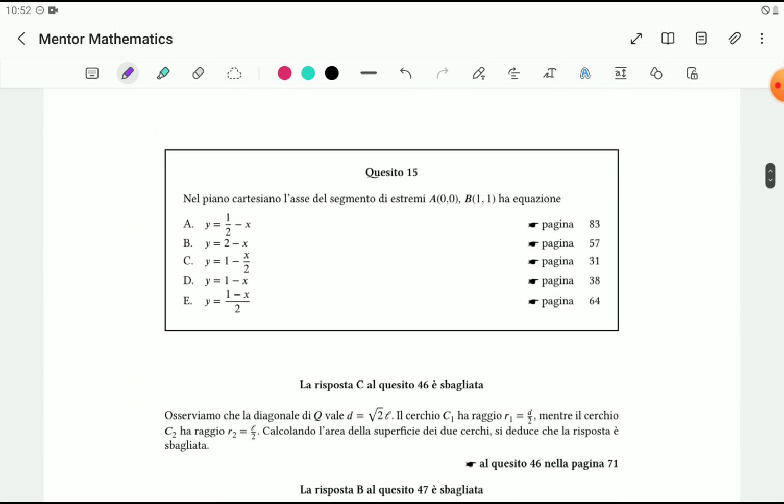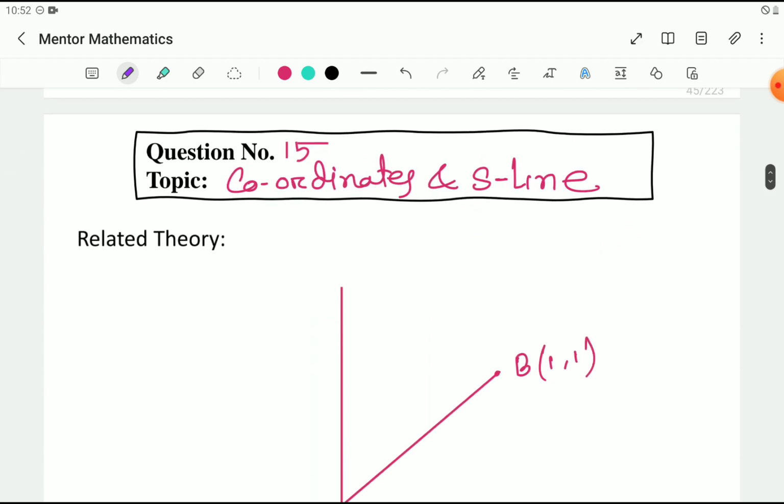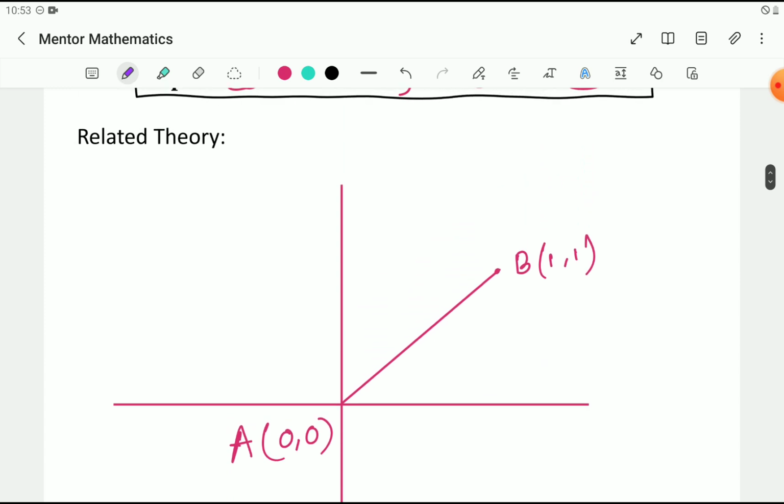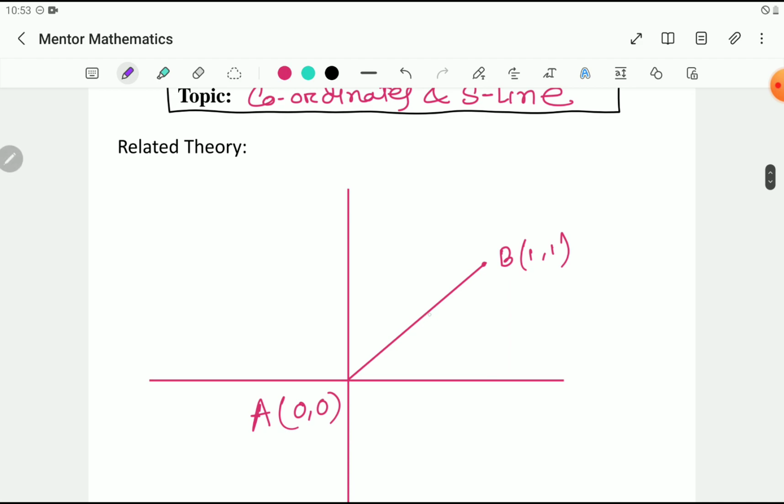We'll go to the next problem, and here it is. In the Cartesian plane, the axis of the segment with endpoints A(0,0), B(1,1) has the equation. So this is a similar problem I solved in a previous tutorial, so we can simply see that problem, but I will solve it for you in a similar way. We have to find the midpoint. So the midpoint is (0 plus 1) by 2, this is the value of x. (0 plus 1) by 2, this is the value of y. So it becomes actually half.